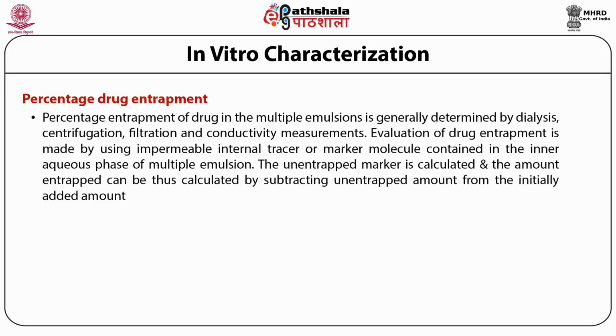Percentage drug entrapment in multiple emulsion system is generally determined by dialysis method, centrifugation method, filtration and conductivity measurements. Evaluation of drug entrapment is made by using impermeable internal tracer or marker molecules contained in the inner aqueous phase of multiple emulsion. The unentrapped marker is calculated and the amount entrapped can thus be calculated by subtracting unentrapped amount from initially added amount. Next is in vitro drug release.